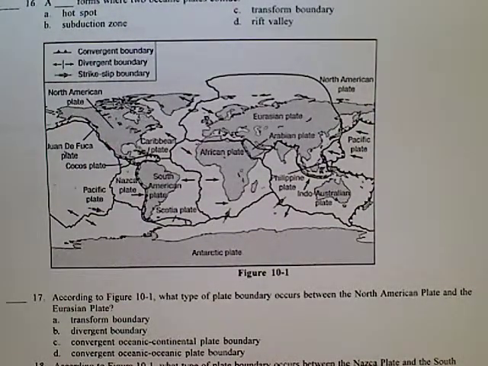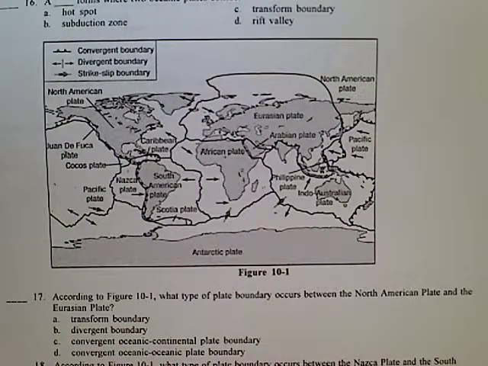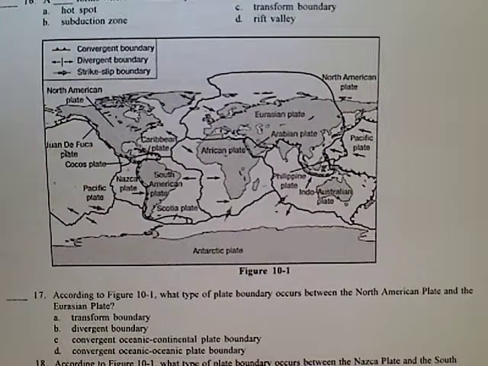17. According to figure 10.1, what type of plate boundary occurs between the North American plate and the Eurasian plate? A. Transform boundary, B. Divergent boundary, C. Convergent oceanic continental plate boundary, or D. Convergent oceanic plate boundary.